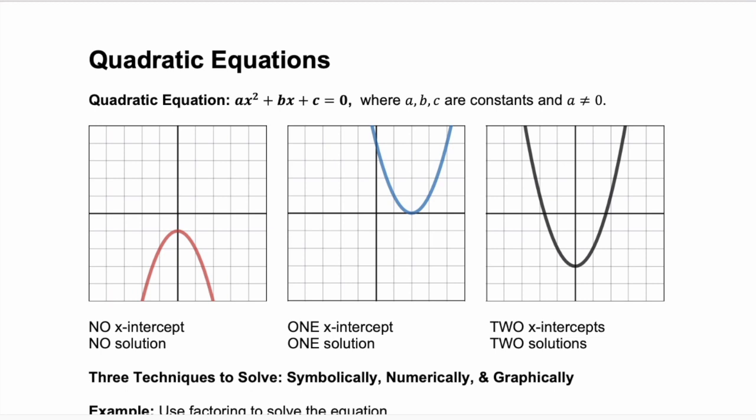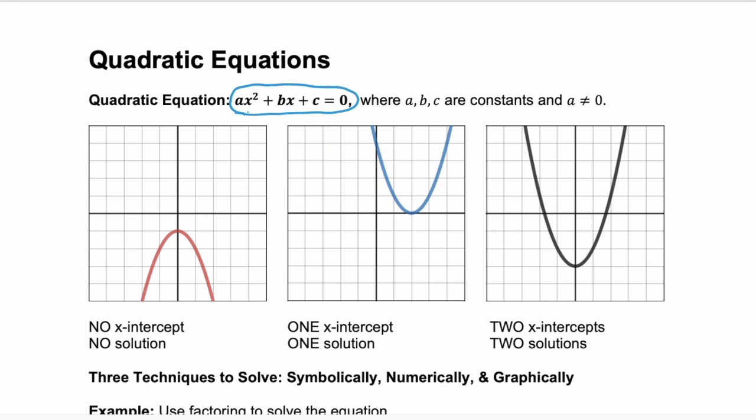Today we're going to talk about quadratic equations and really how to solve a quadratic equation. A quadratic equation, ax squared plus bx plus c, is in standard form when you set it equal to 0. And remember with our quadratics, a, b, and c are constants, and a can never be 0. We need that x squared term in order for it to be a quadratic.